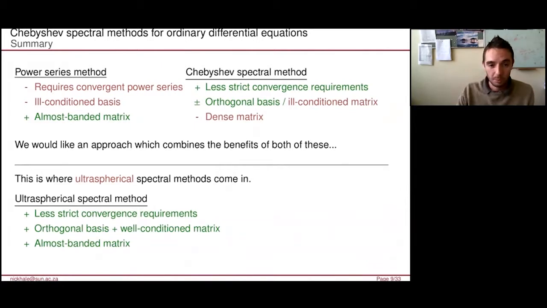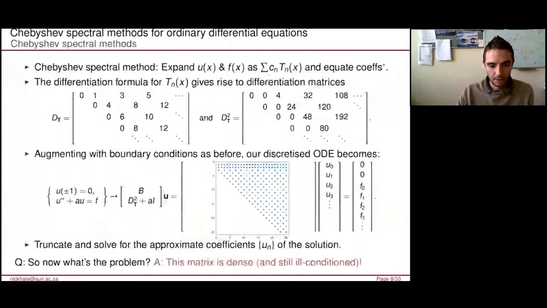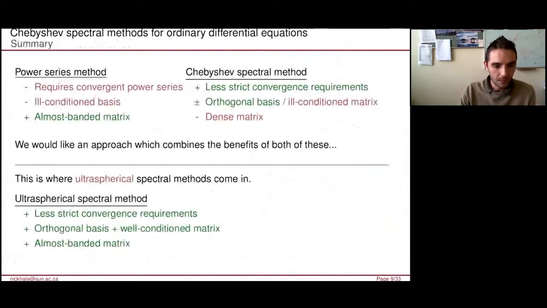We then looked at Chebyshev spectral methods. The advantage was that they were more likely to converge. We had less strict requirements on our solutions for the convergence. The Chebyshev polynomials themselves were orthogonal. It turns out, and I won't get into the details, the matrix that we end up with is still a little bit ill-conditioned. We'd like to try and improve that as a downside. The biggest downside of this approach, as far as this talk is concerned, is that the matrix is dense. We have this upper triangular matrix that is going to be expensive to solve.